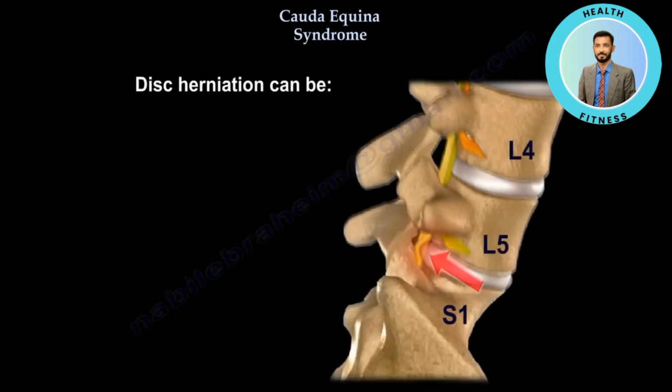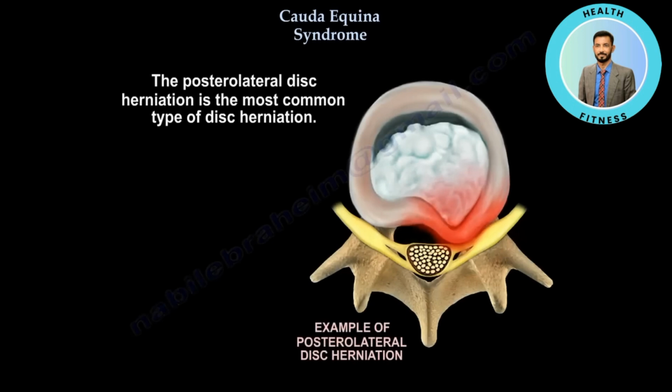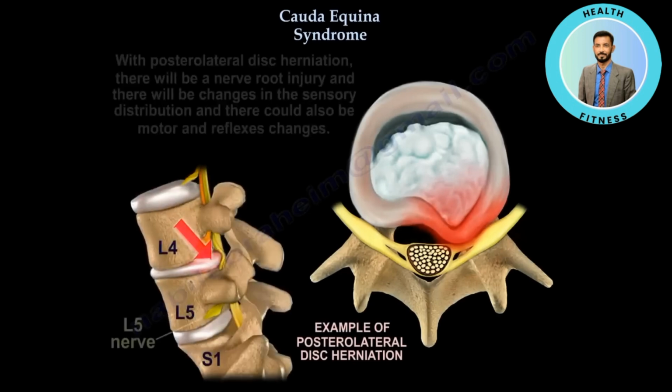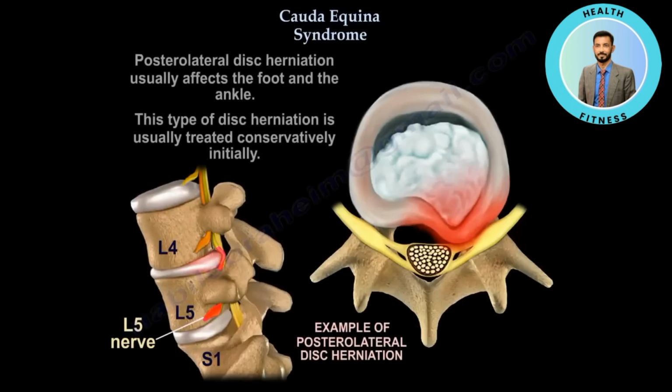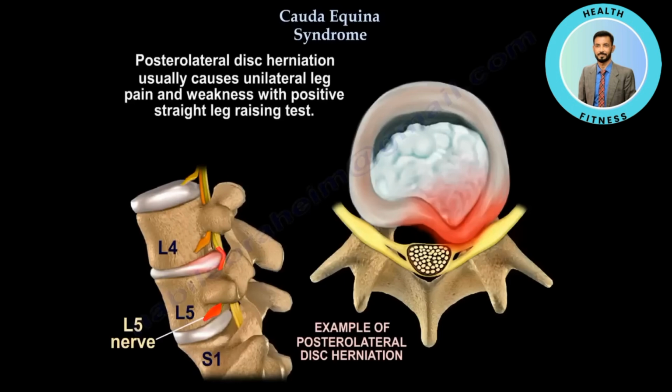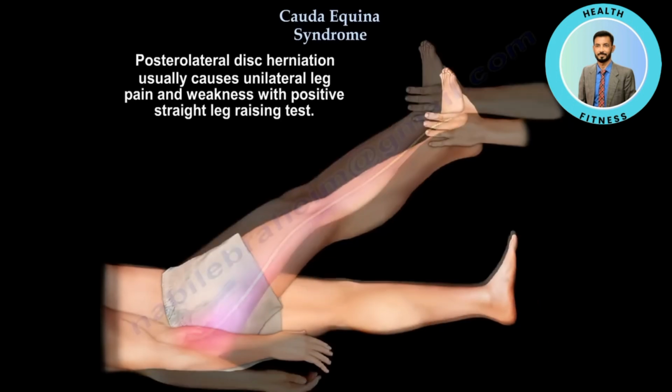Disc herniation can be posterolateral, central, or foraminal. The posterolateral disc herniation is the most common disc herniation. There will be a nerve root injury. There will be changes in the sensory distribution, and there could also be motor and reflex changes. It usually affects the foot and the ankle, and is usually treated conservatively initially. This posterolateral disc herniation usually causes unilateral leg pain and weakness with a positive straight leg raising test.